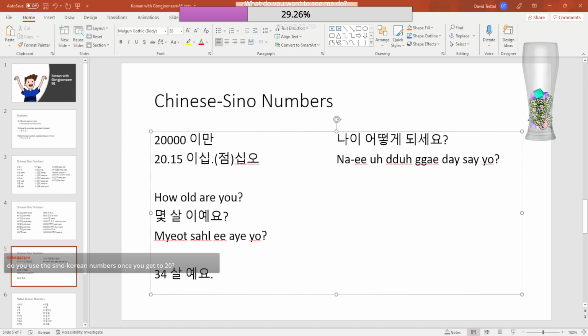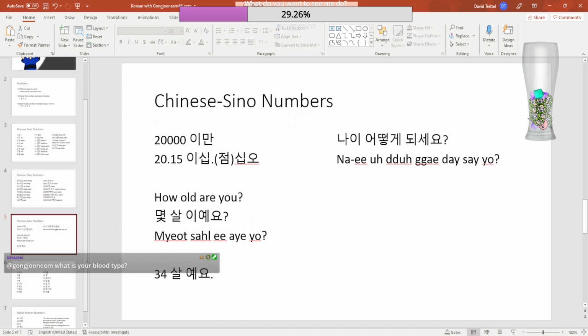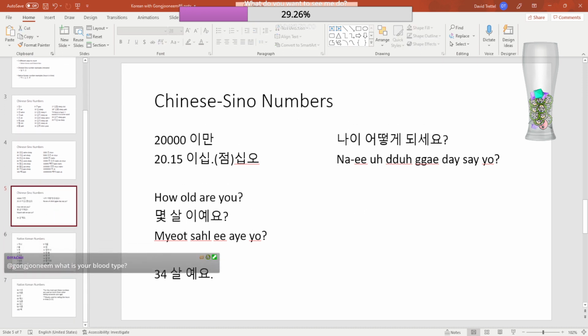So do you use the Sino-Korean numbers once you get to 20? This one, too, is like a yes and no. The reason why I say it's yes and no is we have to look at the actual native Korean numbers to really figure this out. So to answer your question, Sarah, what is my blood type? My blood type is A positive.